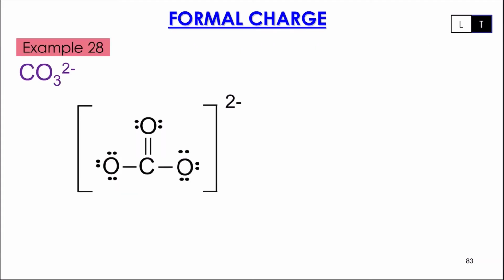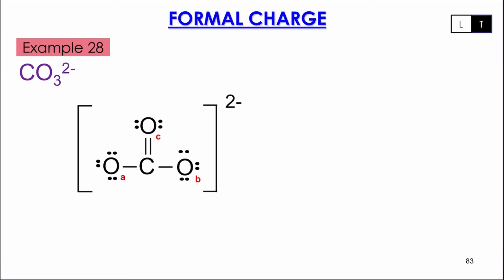Let's go to example 28. So I got CO3 2 minus here. So I already drew for you the Lewis structure for CO3 2 minus. So I want to calculate all formal charges for all atoms. But please make sure you label first the different oxygen atoms as A, B, C, supaya awak clear yang mana yang saya akan calculate after this.